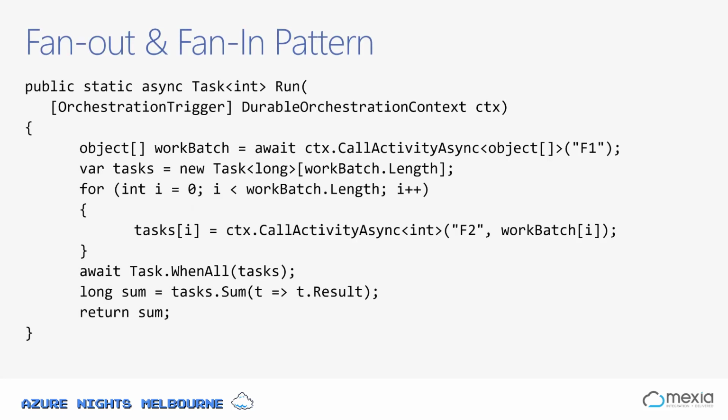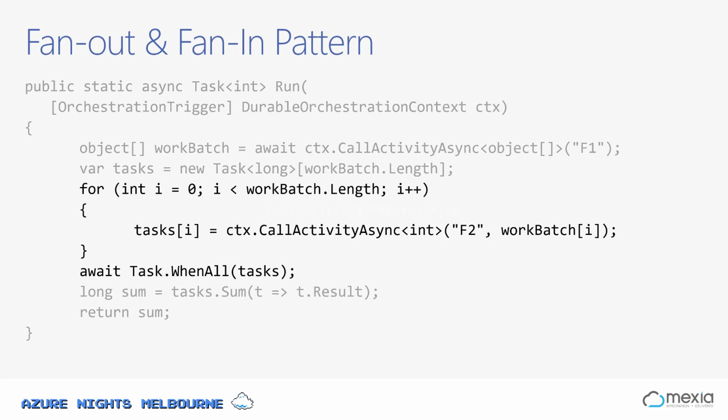And then this is fanning out and fanning in. So here we also have the orchestration trigger. For example, here we have an array of objects, and for this array we are looping, and then we are calling another function. And we call these functions asynchronously. So let's say this array has 10 objects. We will call this function 10 times.